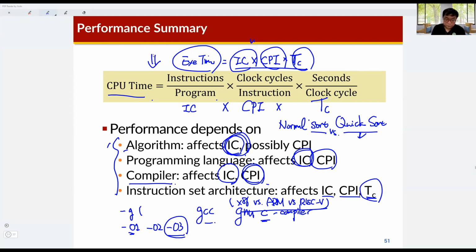So this is very important. This is the equation, and if we look at this equation, then we can know which factor will affect the result of the equation. And if we can distinguish the different factors, then we can focus on some factors to increase the performance of the computer system. That's why the equation is important.